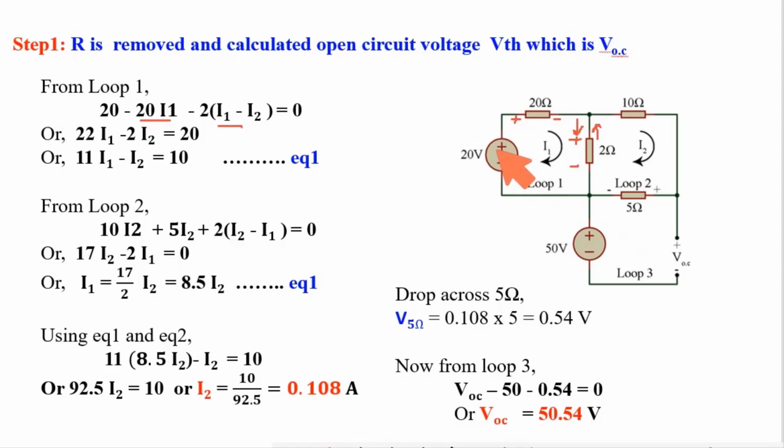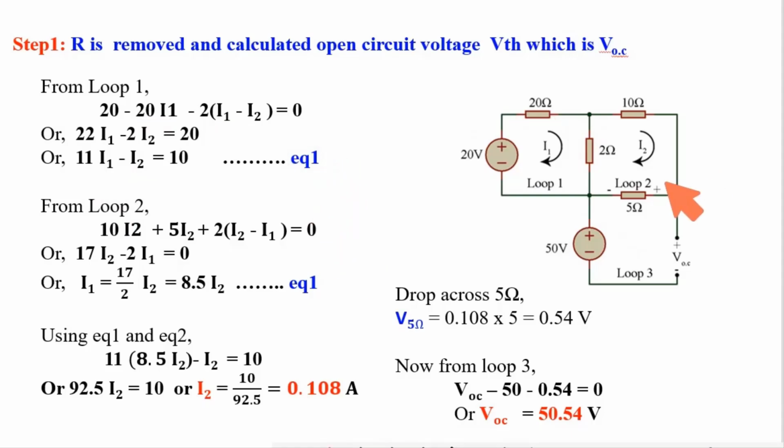Now see, this is minus plus, this is plus minus plus minus. These two are in series and this is in series opposition. So if we consider this 20 as positive, this will be negative, this will be negative. So 20 minus this one is equal to 1. From here I got 11 I1 minus I2 is equal to 10. This is equation number 1.